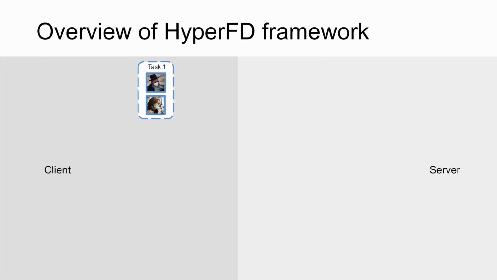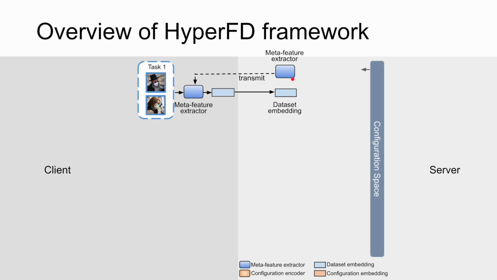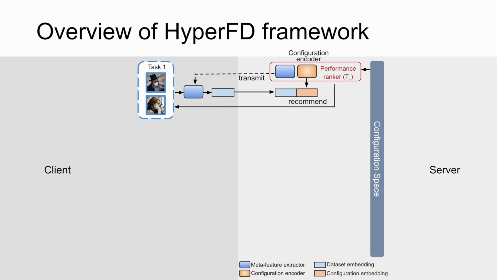Instead of uploading the raw images to the server, each local client only uses a meta-feature extractor to get a dataset level representation and sends it to the server. Note that the meta-feature extractor here is retrieved from the server side, and it's tailored for a particular configuration space, for example, hyperparameter search space. Then, the platform uses a learnable performance ranker which contains another configuration encoder to generate a configuration encoding and selects the top optimal training configurations. Finally, the client obtains recommendation from the server and trains the face detector locally.